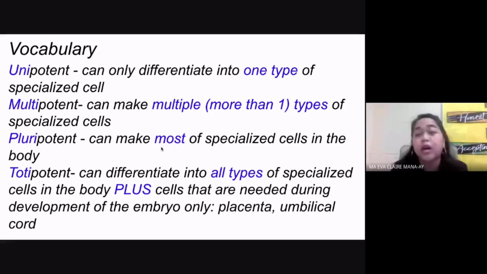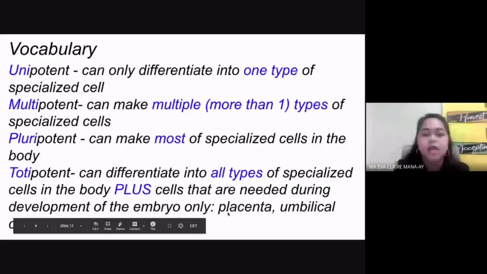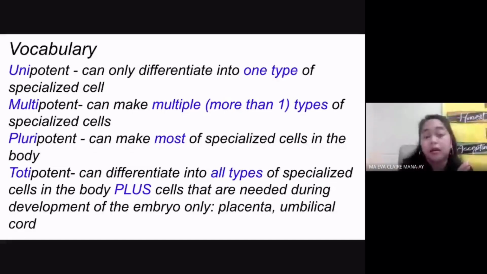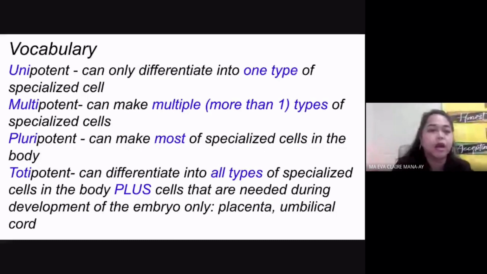That's pluripotent. Now, totipotent, this is pluripotent plus cells that are needed during development of the embryo, such as your placenta and your umbilical cord. So your totipotent, that is the highest form of your stem cell. That means it can become not just any types of cells in your body, but it can also become a placenta. It can also become an umbilical cord, those parts of a pregnant woman's body that can, of course, support an embryo. So these are different vocabulary that we need to know, and we are going to encounter this as we talk about your stem cells today.